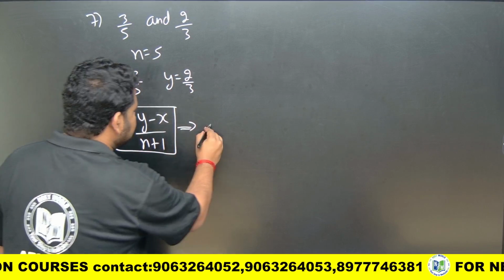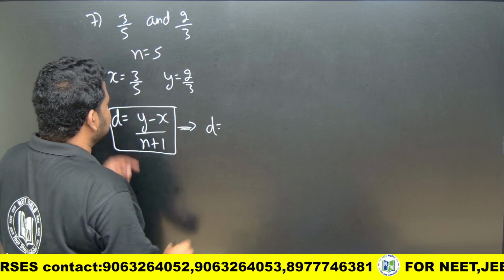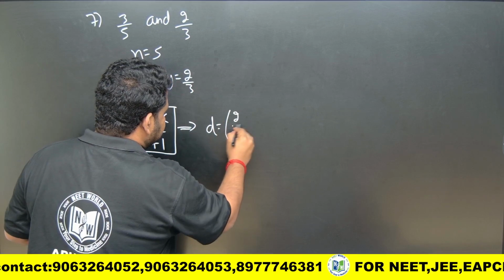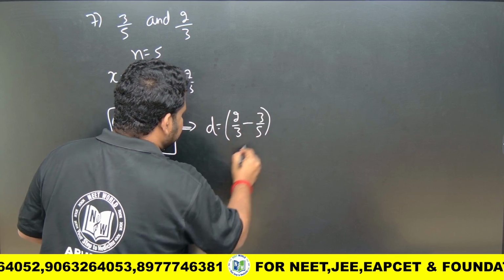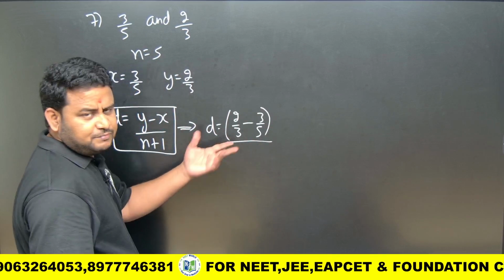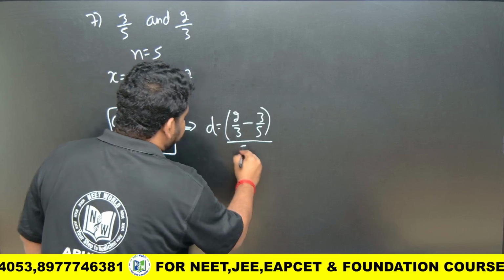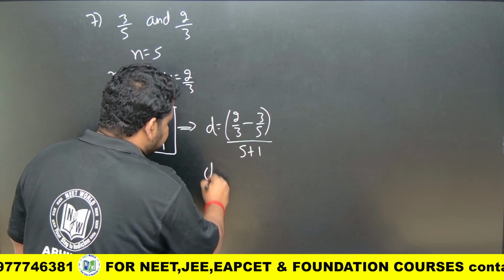Now, d will be equal to y minus x, y is equal to 2 by 3, so 2 by 3 minus 3 by 5. You can put brackets or write it without brackets also. N plus 1 is 5 plus 1. So, d will become equal to what?